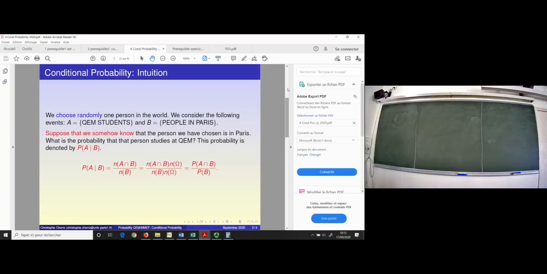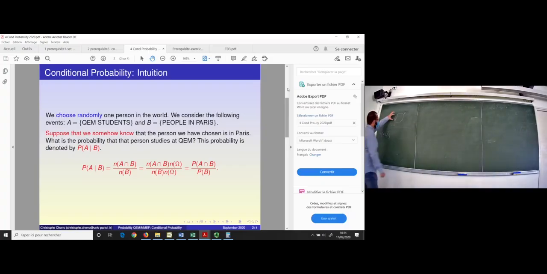And now, I am interested in the probability to be a QM student, knowing that I have chosen a Parisian. I give a name to this probability. It's what I will call P of A given the extra information that is to be in B. Okay? And I ask you to compute this. So with words, I want you to compute the probability to be a QM student if I know that you are a Parisian. What are you going to do concretely to compute this probability? The probability that you are a QM student if you are a Parisian.